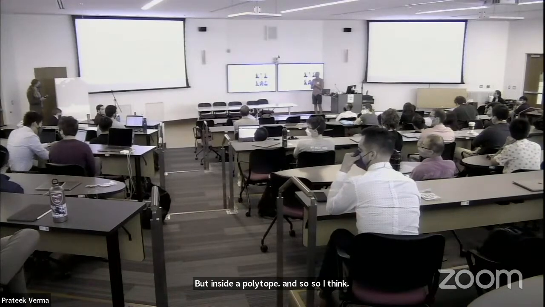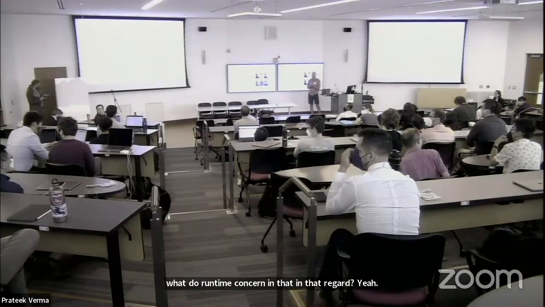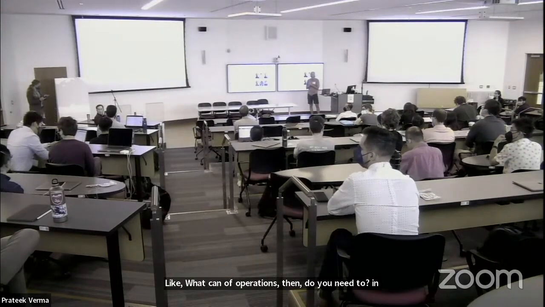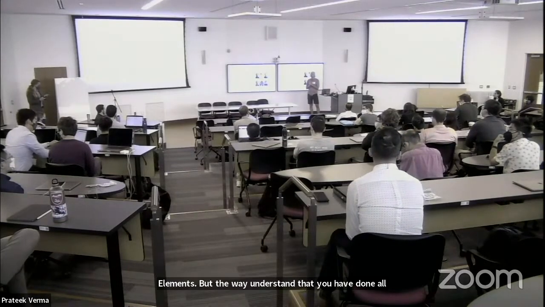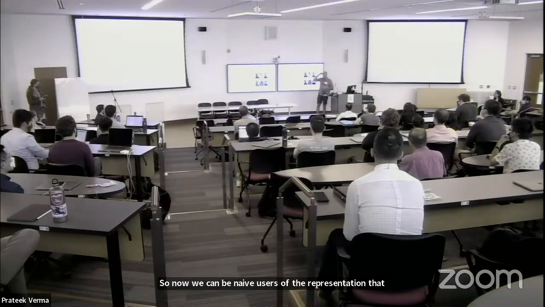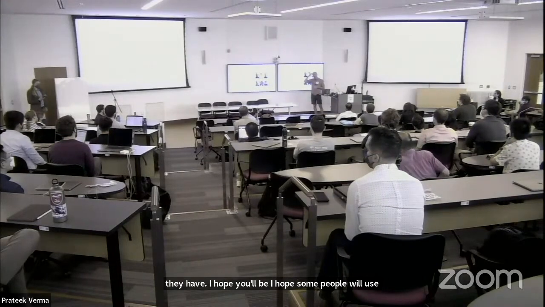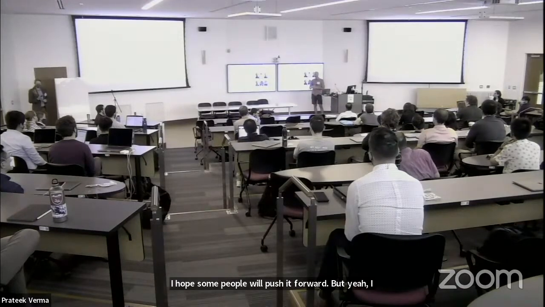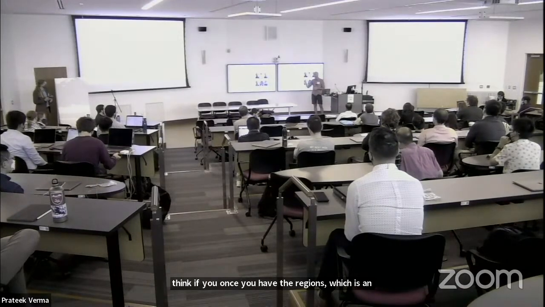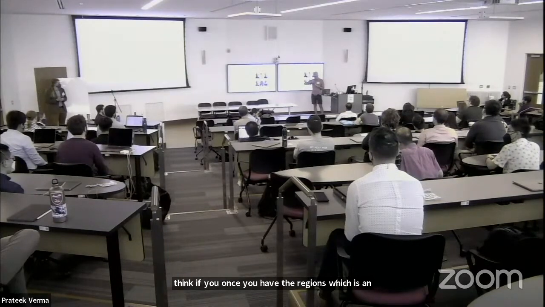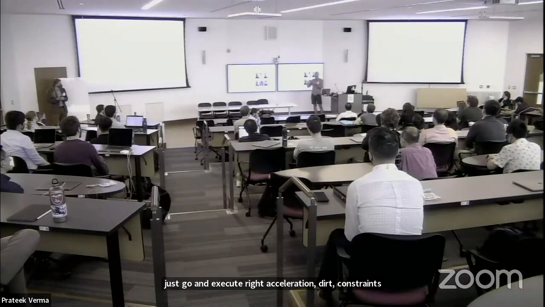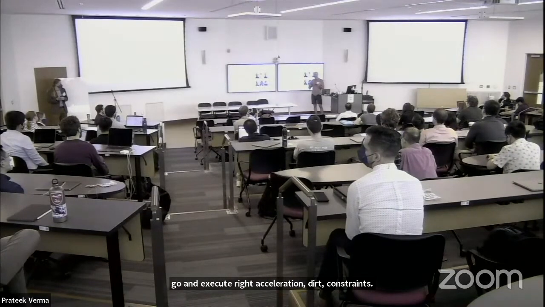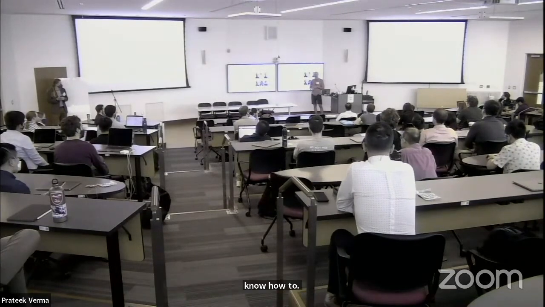Yeah, like what kind of operations then do you need during the online phase to interact with these elements? But the way I understand it, you have done all of the hard work, right? So now we can be naive users of the representation that you have built. I hope some people will use it right out of the box. I hope some people will push it forward. But yeah, I think once you have the regions, which is an offline computation, the online computation really is just solving these convex problems. It should give you Q trajectories that you can just go and execute, right? If you have acceleration and jerk constraints, those are coming soon, and end effector constraints, we know how to approach that. Those are coming soon, but those can all fit in the toolbox.